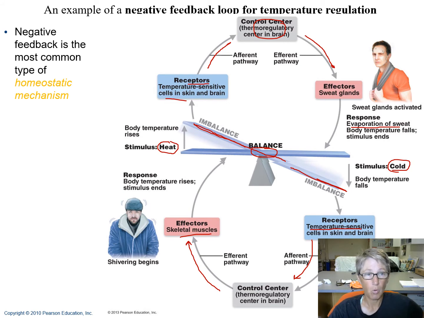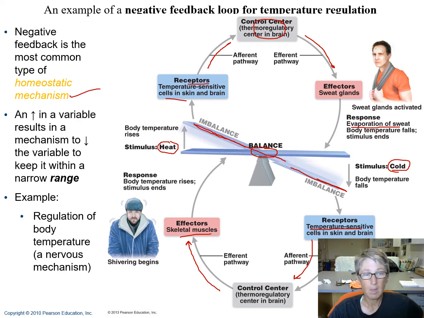It's just cold there. Negative feedback is the most common type of homeostasis. And I told you this. In negative feedback, the variable goes up, and in response, the homeostatic response causes the variable to go back down, or vice versa.